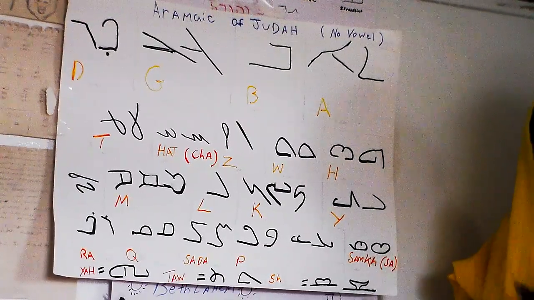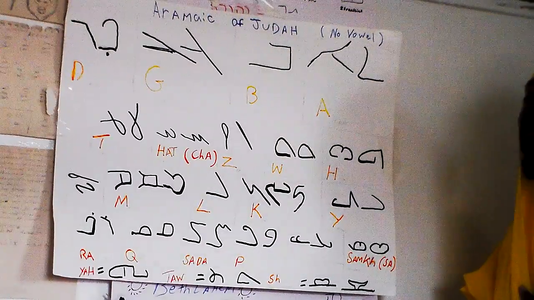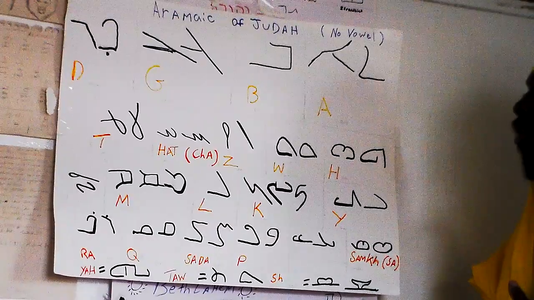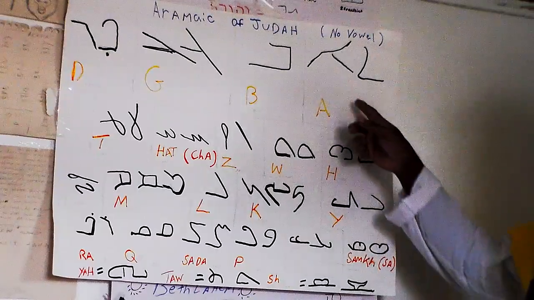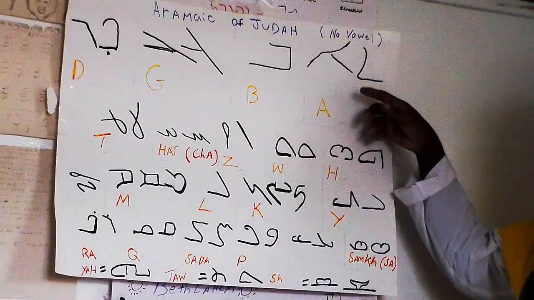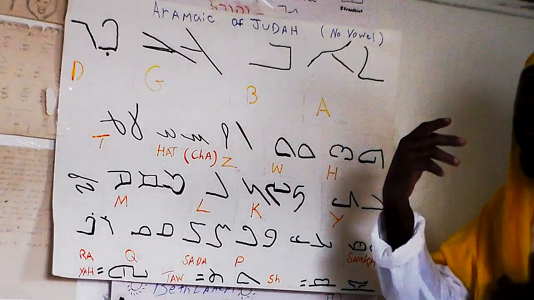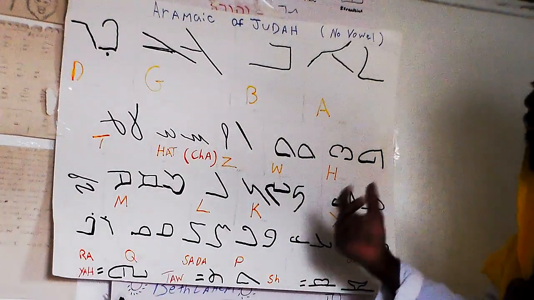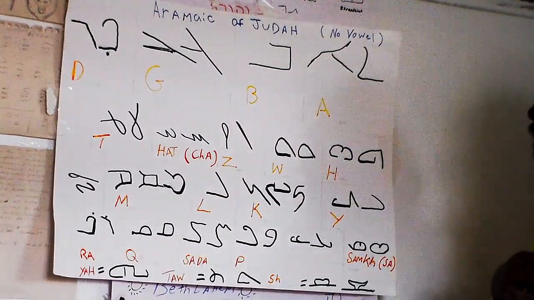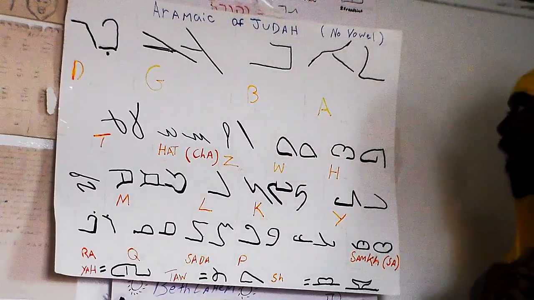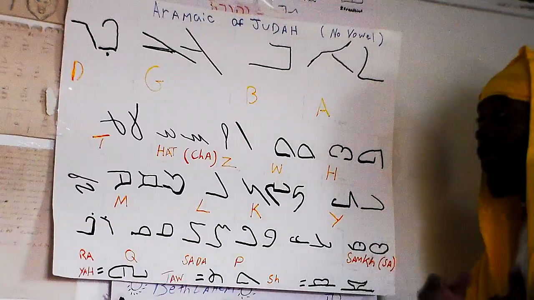I'm going to get ready to begin and show you, because every alphabet doesn't have vowels. So I'm going to show it and speak it without vowels. I put from east and west together, and right here on this board I'm ready to teach y'all this Aramaic alphabet with no vowels.